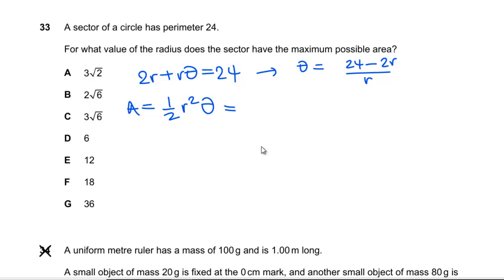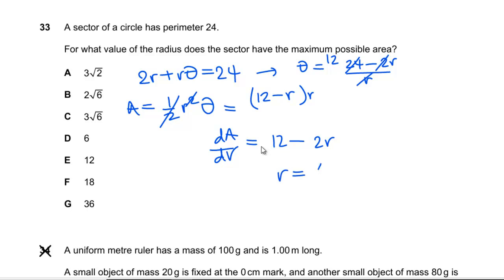That half is going to come into effect, and so is the r. So I'm going to get 12. How many r's have I got in all of this? I'm cancelling that r with that r, and that with that. And that is the 12. So I've got 12 minus r multiplied by r. And that's all I've got really, isn't it? So I need dA/dr, which is going to be 12 minus 2r. So this has to be equal to 0. So I've got that r is equal to 6, which is D.